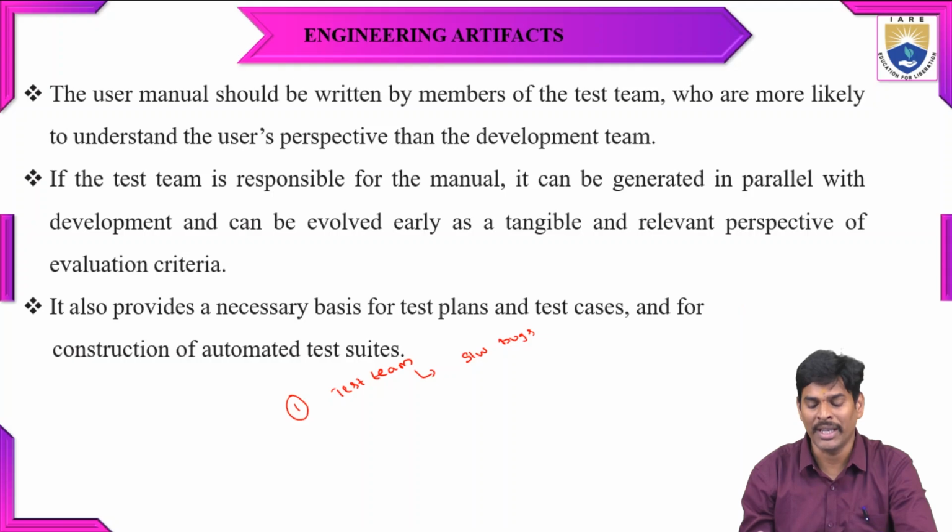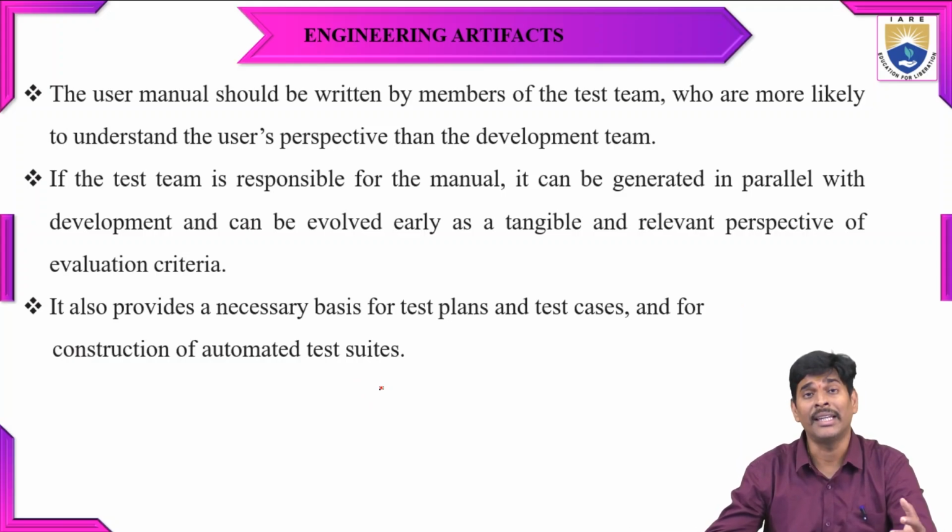They are the ones more likely to understand the user perspective. So it is very clear that the test team has a clear idea about the user perspective compared to the development team, because the development team will simply design or write the code only. But the test team has different glances at how the software can be executed, and how exception handling can be done. So that's why the test team can write the user manual, because it will be very effective for writing the user manual and gives a glance at the users' perspective.